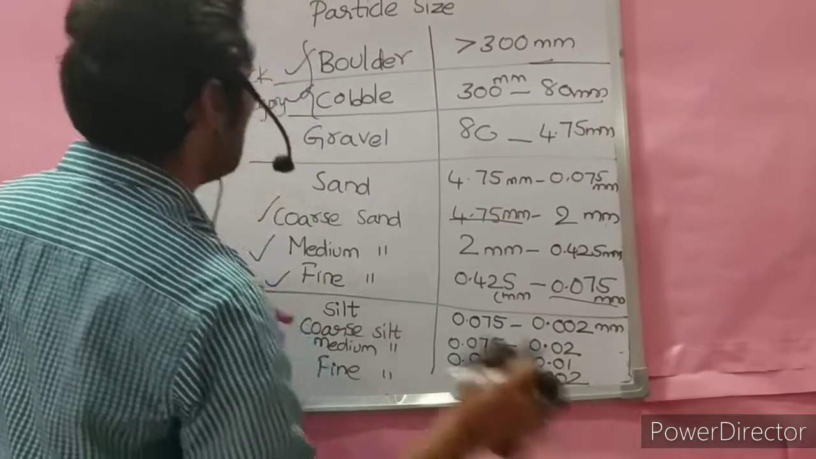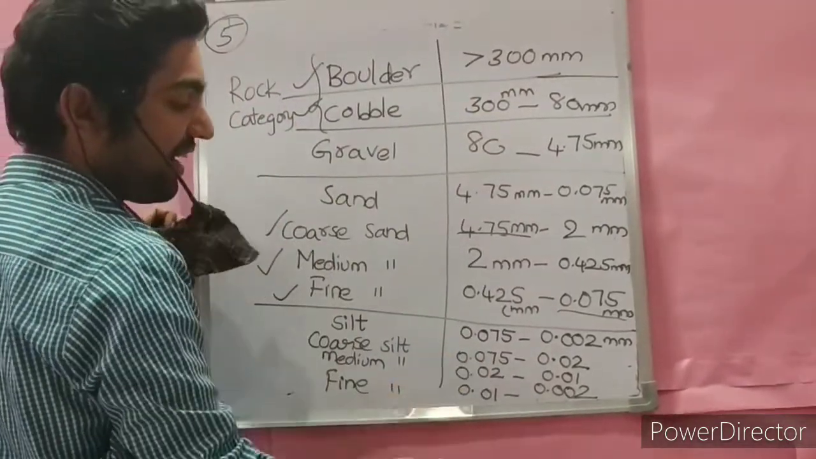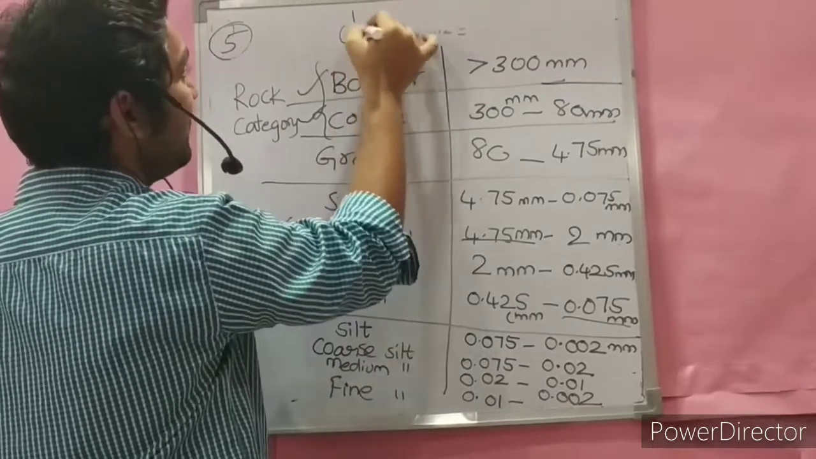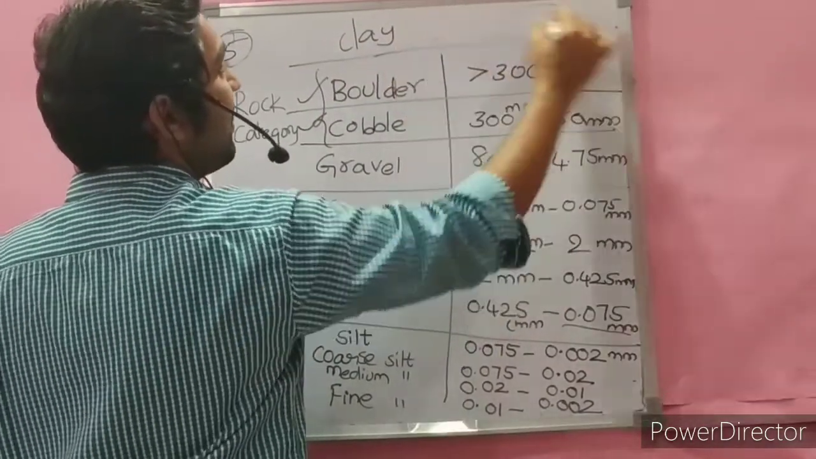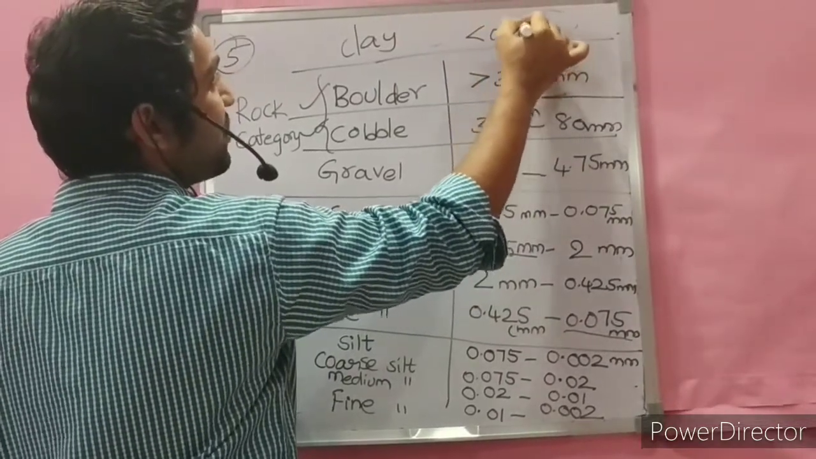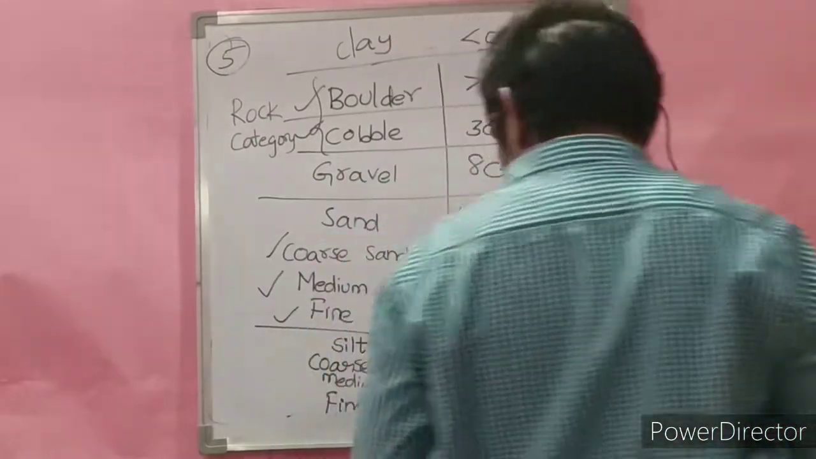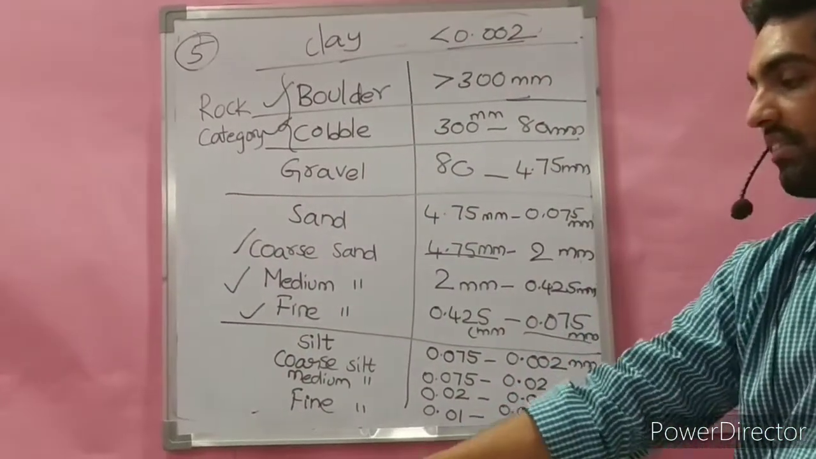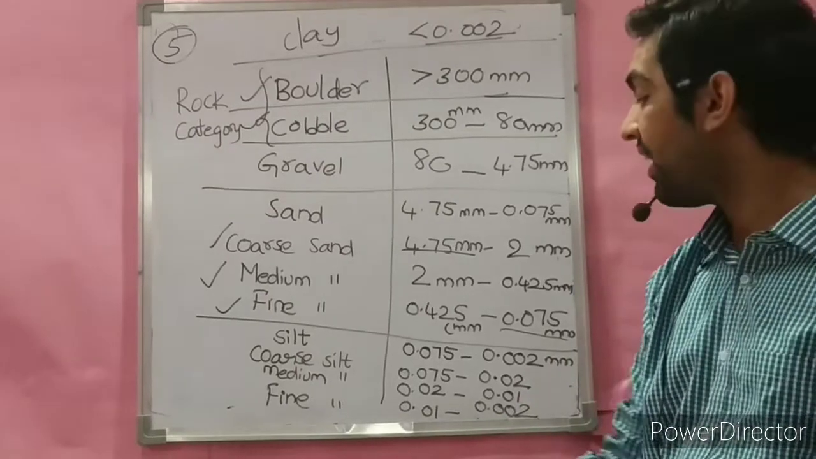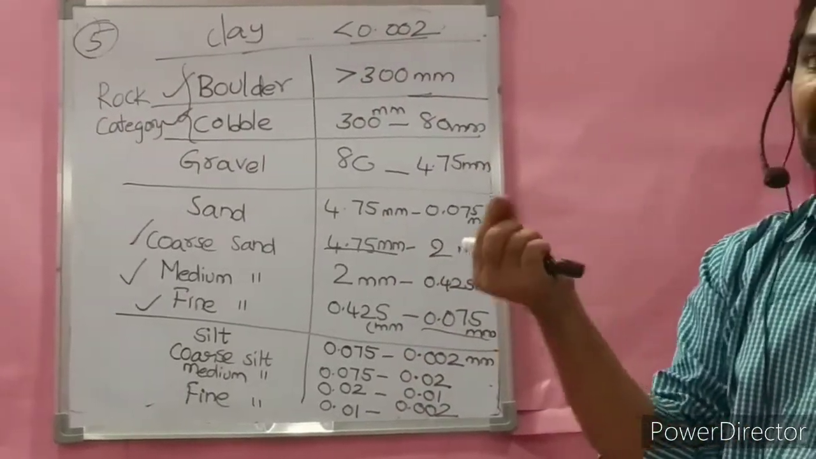Now comes clay, the last one, because both are very small, I cannot write below here. So what is the last one? Clay. What is the size of the clay particle? Less than 0.002. Now go to the question. What does the question say? Clays are colloidal in nature and consequently their specific surface area is very high. Colloidal in nature means small size particle. Clay is very, very small.